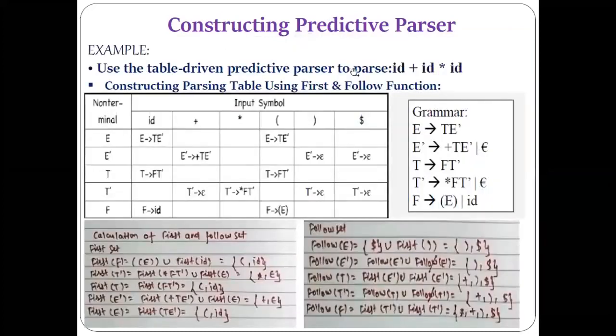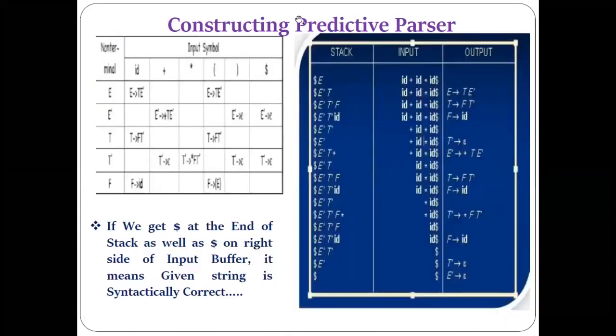Welcome student, once again. Now here we have seen how to construct the parsing table with the help of the first and follow functions. Now our main task is to parse this string. We have to check whether this string is syntactically correct or not. For that purpose, we are going to see how to parse this string. As I told you, the parser consists of three main structures: the stack, the input, and the parsing table itself. This is our parsing table, and then we have the actions or the outputs. Now let's see how we'll proceed.